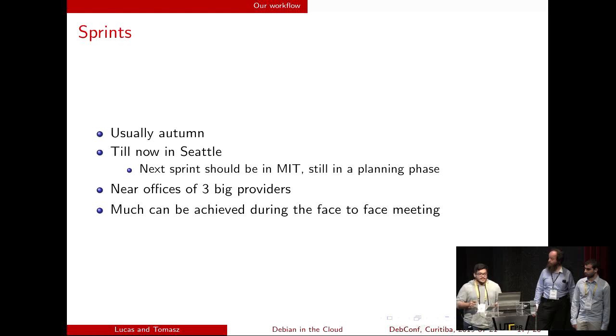We are in Seattle because there we have offices of the 3 big providers that we are working with: Google Cloud, AWS, and Microsoft Azure. That's why we are in Seattle in general. And those sprints are very important because in a face-to-face meeting, we can do a lot of stuff. We can go forward with some discussions and get a lot of things done in general. So that's important for us. If you want to join our team, sprints are a good way to start working with us, if you want to attend one of those sprints.